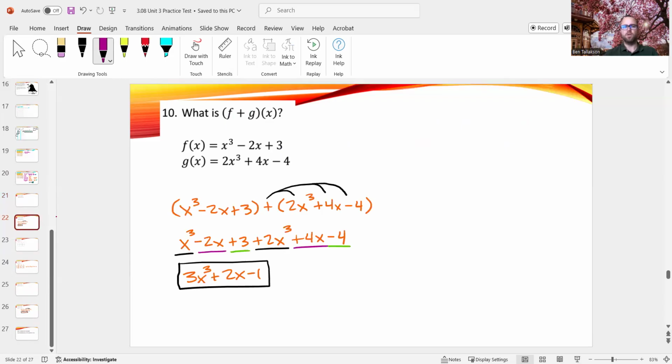Okay, so we write out our f of x function in parentheses to avoid mistakes, our plus sign because we're adding, and then our second function, our g of x in parentheses, again to avoid mistakes. Now, is this first function f of x going to multiply with anything? No. So we can remove the parentheses.